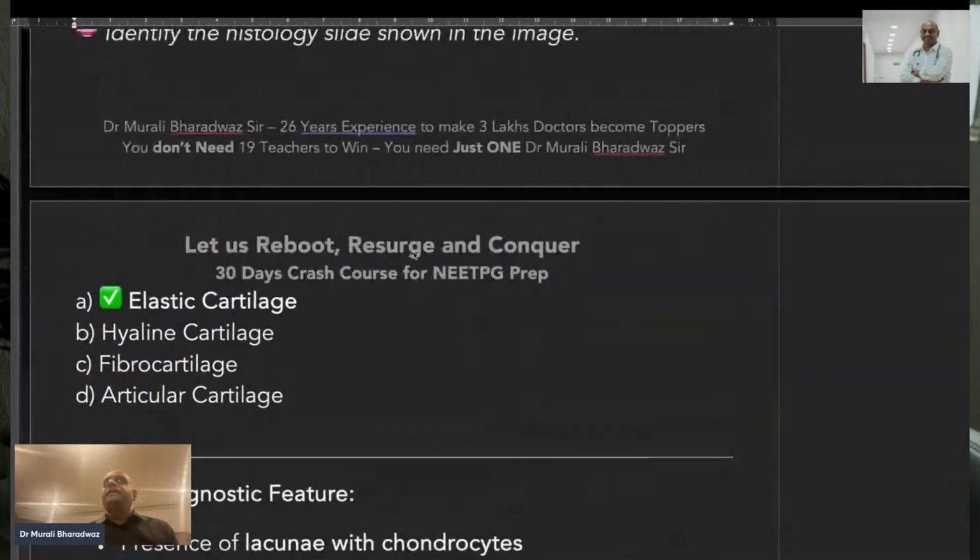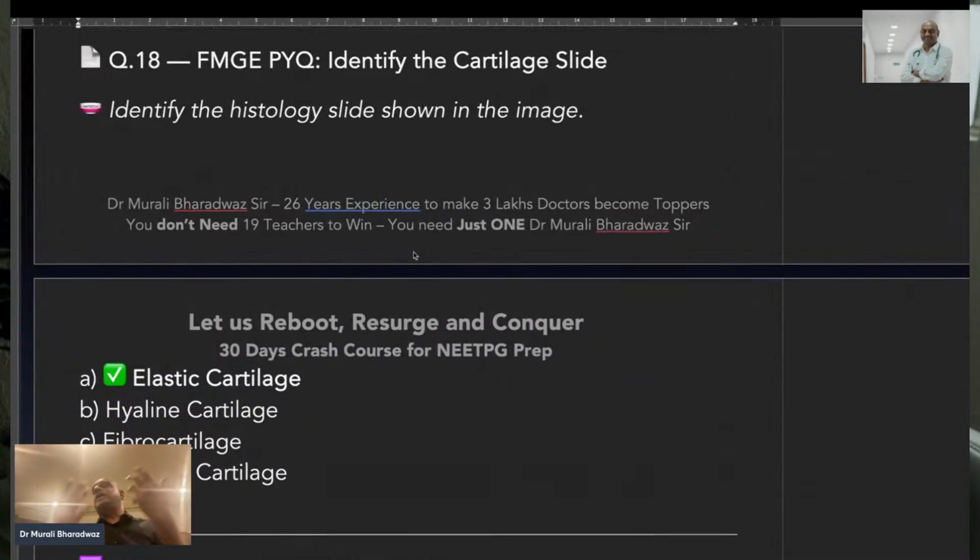Right, doc? Then identify the histology slide. Also, different cartilage types: where are they located and how do they look histologically?